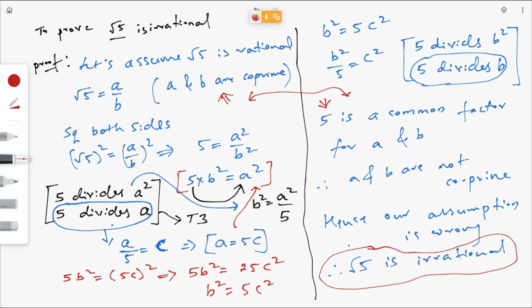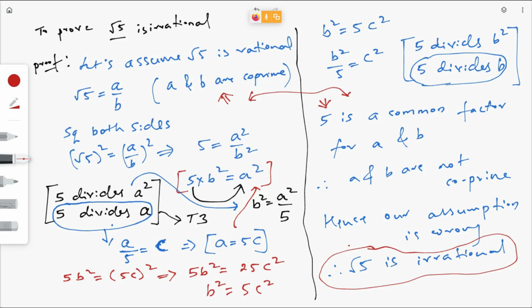5 divides a square, so 5 divides a. 5 is a common factor for both, because 5 divides b square and then 5 divides b. As 5 divides a and b, we can say 5 divides 10 and 5 divides 15. Yes or no? So 5 is a common factor of 10 and 15.